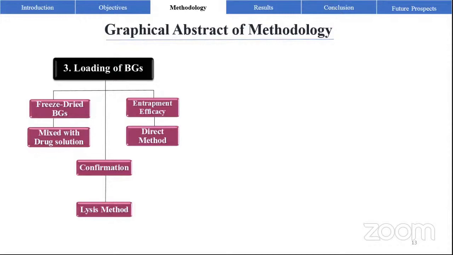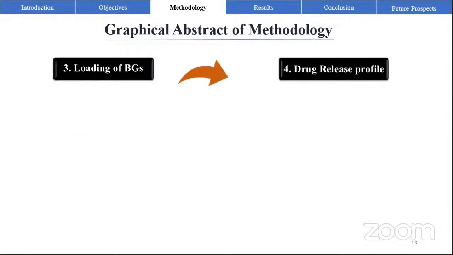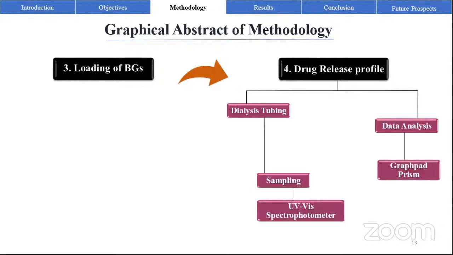After the successful preparation and characterization of bacterial ghost, the third step was loading of bacterial ghost with doxorubicin, which is an anti-cancer drug. For this purpose, freeze-dried BGs were mixed with the drug solution and their loading was confirmed by lysis method. And to calculate entrapment efficacy, we used the direct method. After the successful loading of doxorubicin into bacterial ghost, we moved towards the drug release profiling of loaded BGs via dialysis tubing. Samples were taken out at predetermined time periods and then their spectrophotometric analyses were performed, and all the collected data were analyzed using GraphPad Prism.